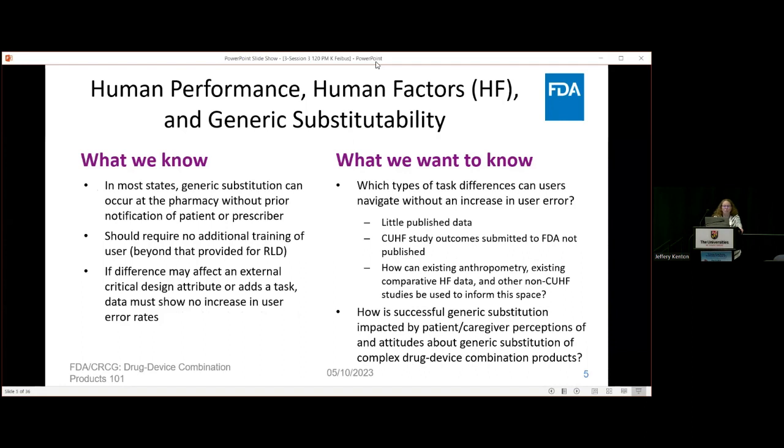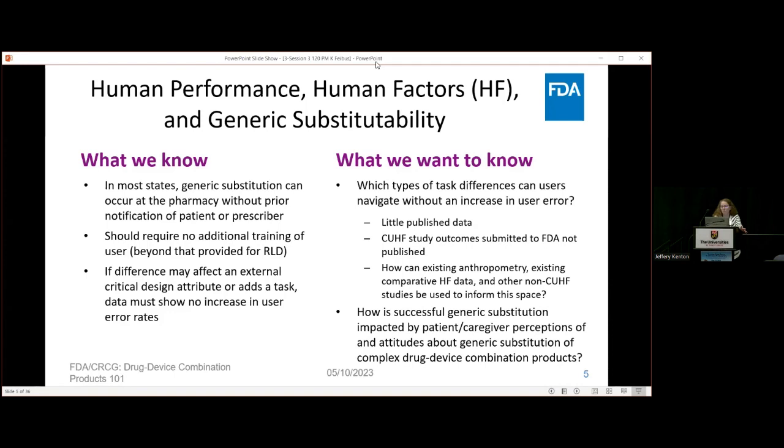We know that when a generic is substituted, the user should not need any additional training beyond what they received when they were initially prescribed the product. And if there's a difference that may affect an external critical design attribute or adds a task, the data needs to support that there will be, or is unlikely to be, any increase in user error rates. But there are also some things we want to know that we don't know yet. Which types of task differences can users navigate without an increase in user risk? There's really no published data on this.